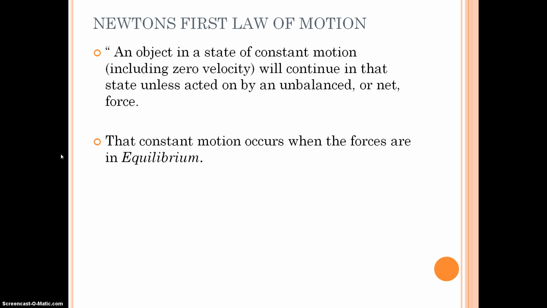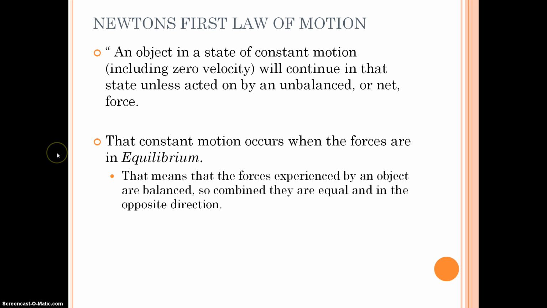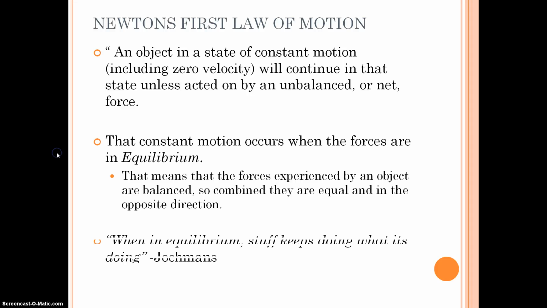That constant motion occurs when the forces are in equilibrium. That means that the forces experienced by an object are balanced, so they're equal in opposite directions. When something's in constant motion, it either has no forces at all working on it, or the forces working on it are all balanced. So there's no amount of unbalance, there's no amount of net force. Here's my phrasing. When in equilibrium, stuff keeps doing what it's doing.